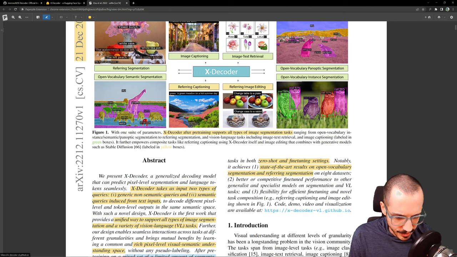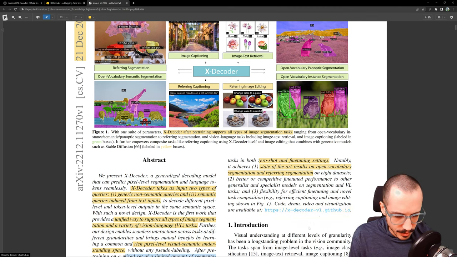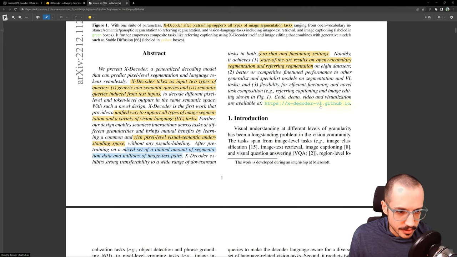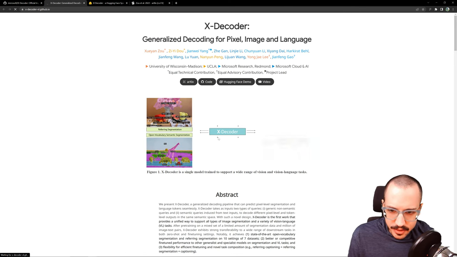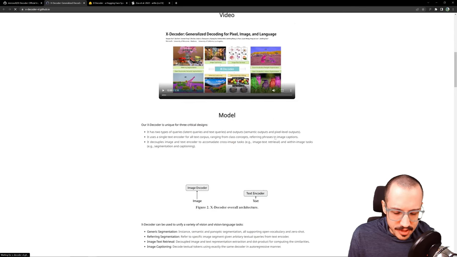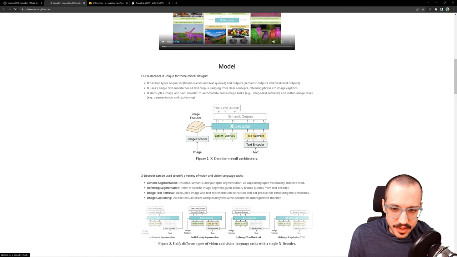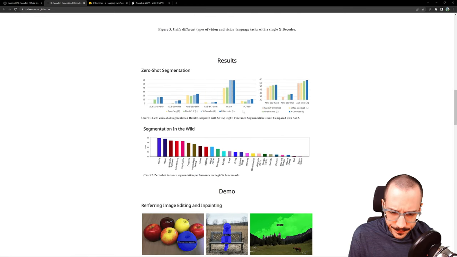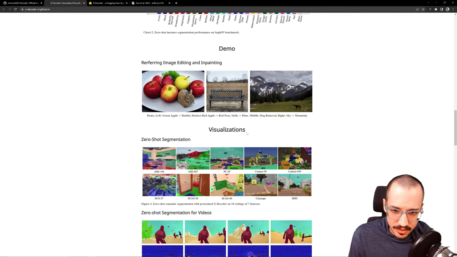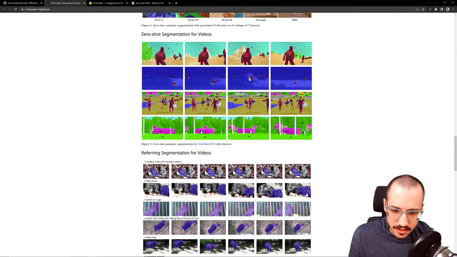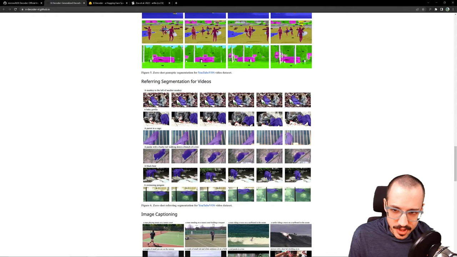Code, video, and demo available here. Okay, so actually they have a little website. Nice, I love these github.io websites. Look at that, they even took the time to animate the architecture diagrams. Inpainting, segmentation, referring segmentation.